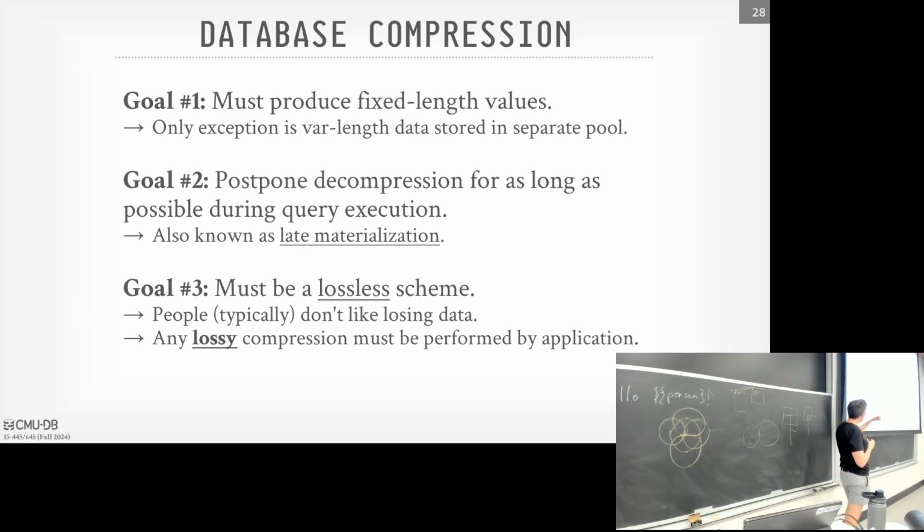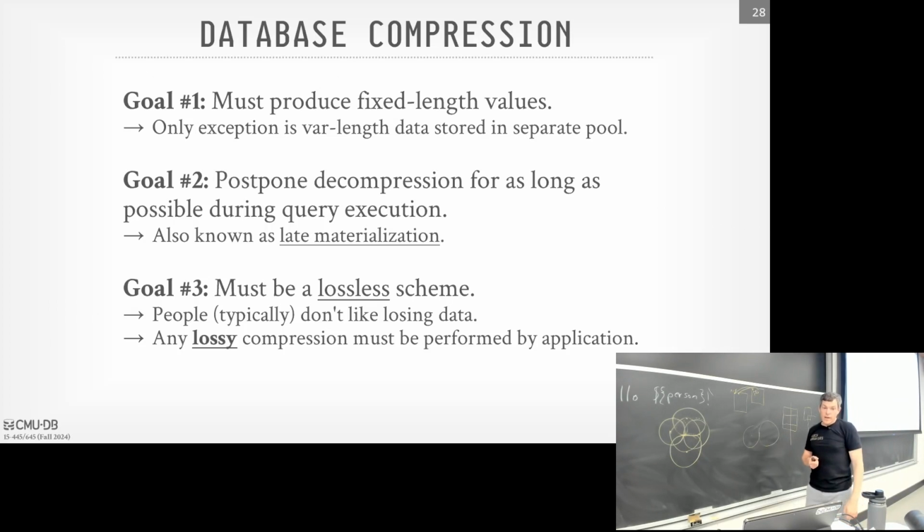And the last one is that it should be obvious that we want to be doing what is called a lossless compression scheme. What does that mean in the context of databases? You don't lose data. If I compress data and then decompress it, I should get the exact same data, exact same bits.